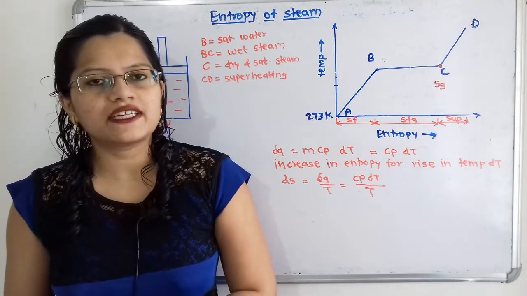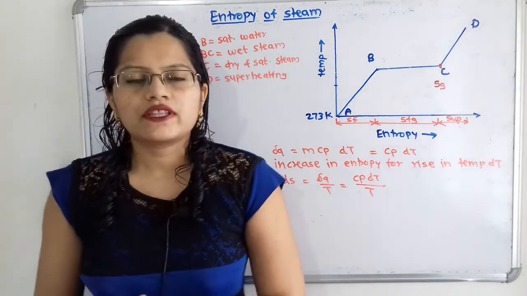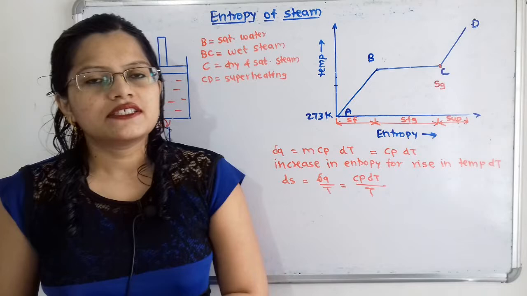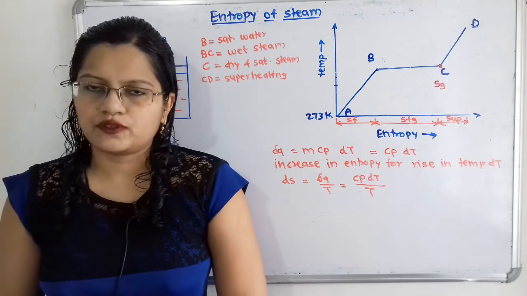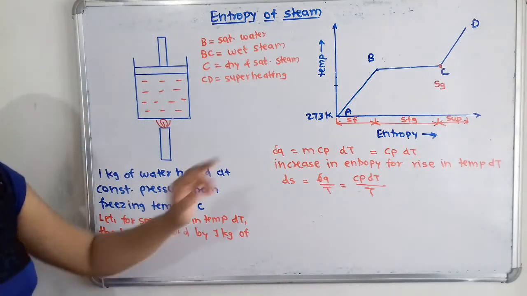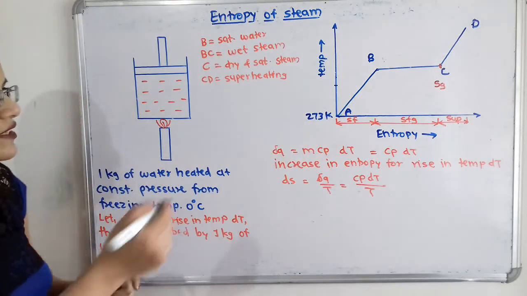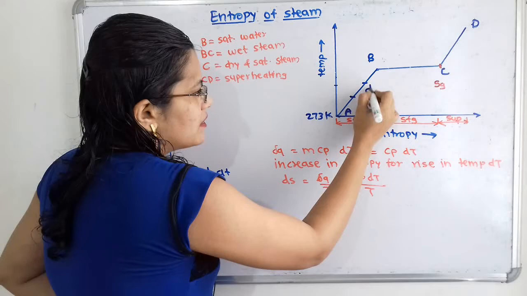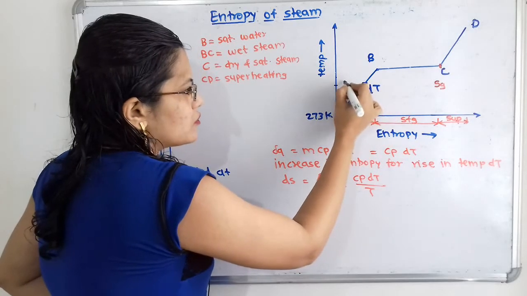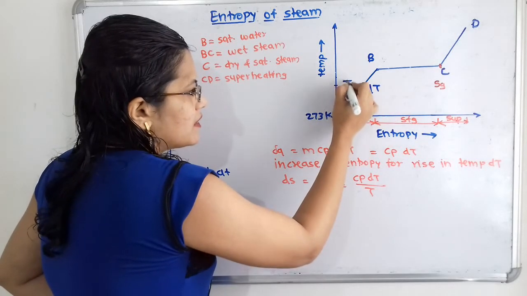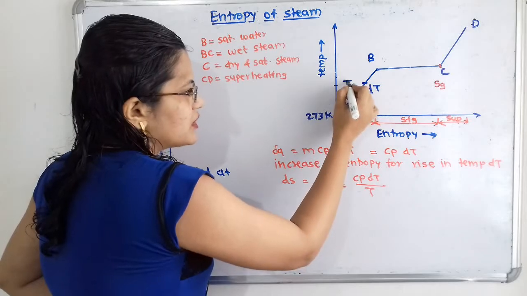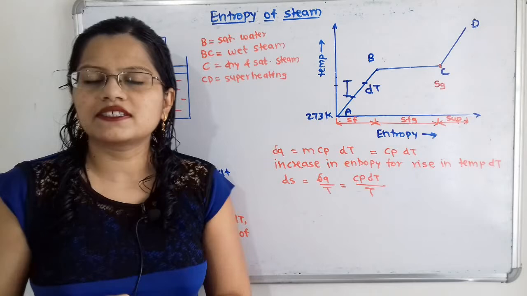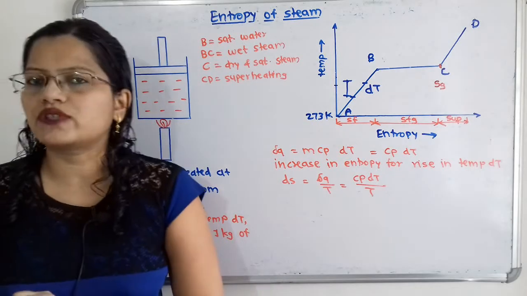So the addition of heat for the small rise in temperature dT is equal to delta Q. Whenever there is a rise in temperature, suppose during this process, this vertical length shows the small change in temperature dT, then during this process the heat is absorbed, and that is equal to delta Q.